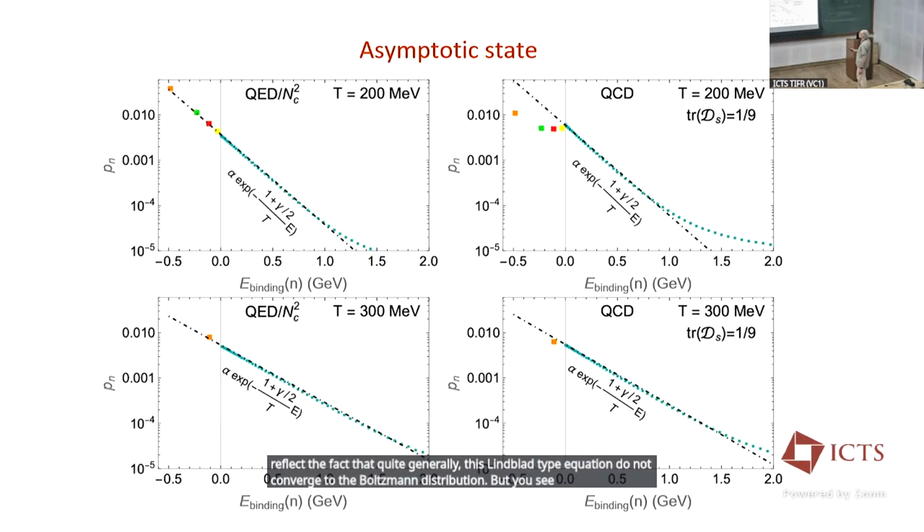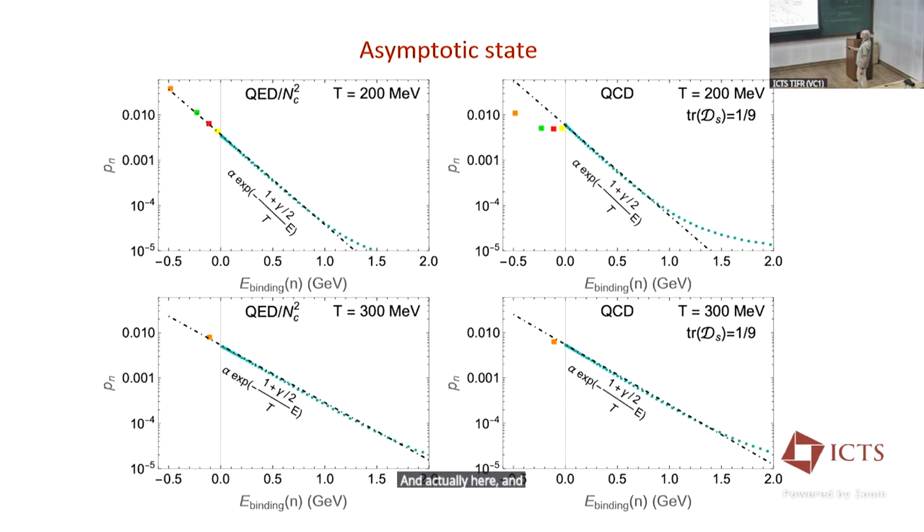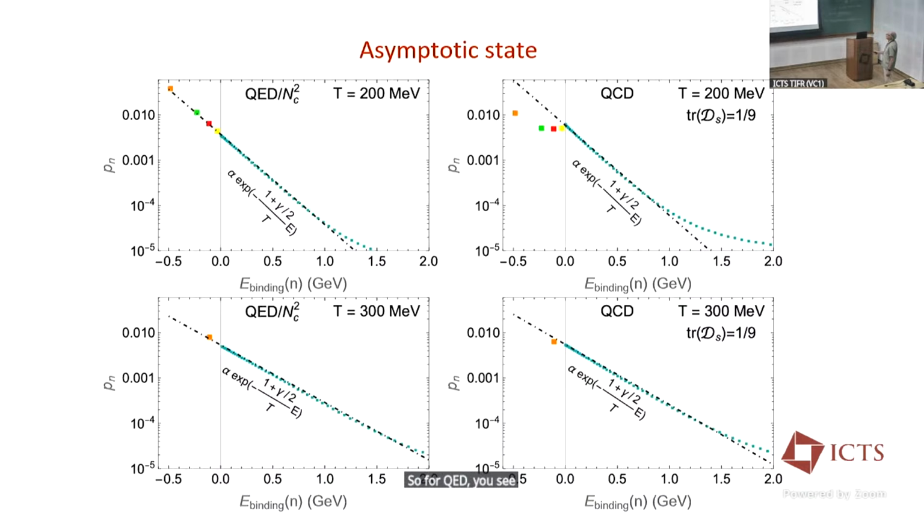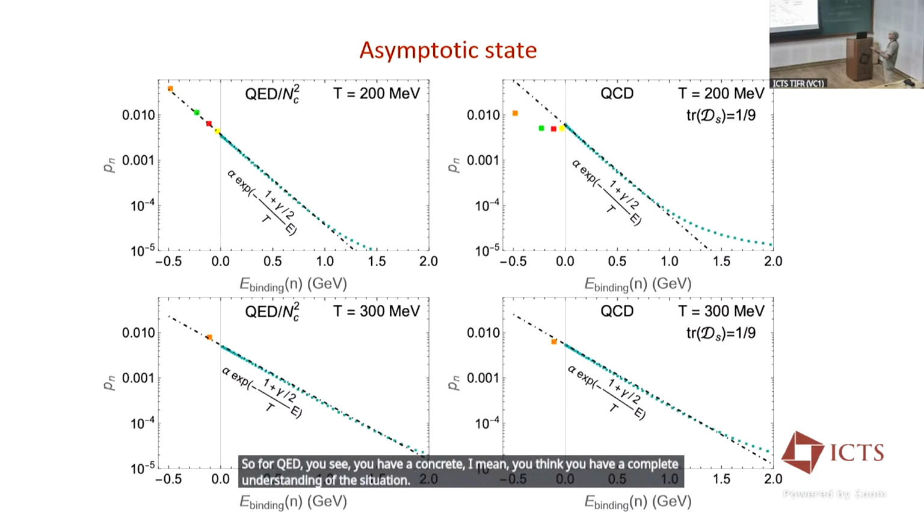But you see, if you forget about this correction factor, basically we have a beautiful exponential law, forgetting about the large energy here. The colored points here represent the bound states in the system, and these are continuum states which are discretized in the box. So for QED, you think you have a complete understanding of the situation. The semi-classical approximation takes the system where you expect it to go, namely to a Boltzmann distribution, to within this little correction factor. And the same, of course, occurs at 300 MeV.